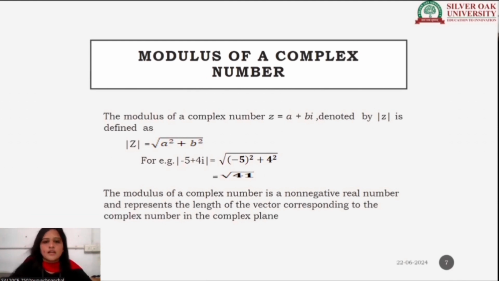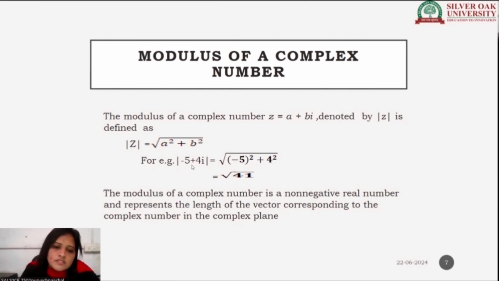Now let us discuss the topic modulus of a complex number. So the modulus of a complex number z equal to a plus ib is denoted by modulus of z. Also we can call it the absolute value of a complex number, and it is defined as the square root of a square plus b square.